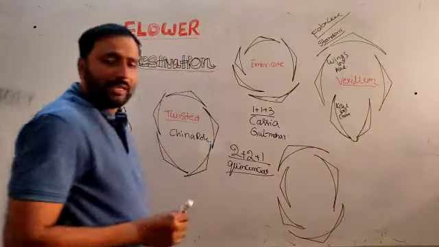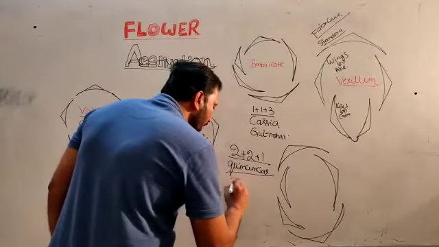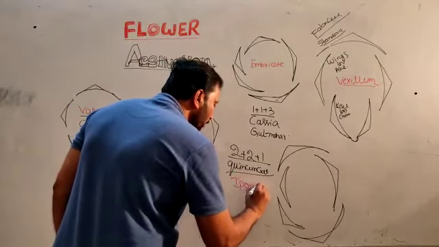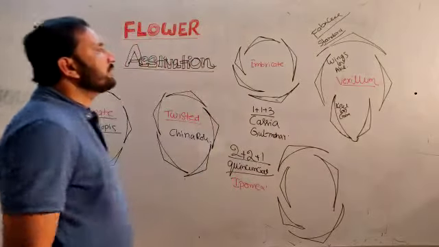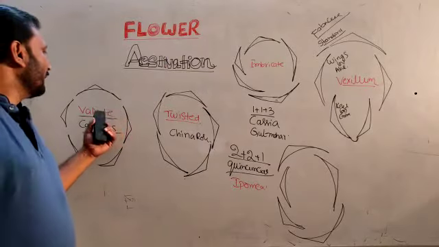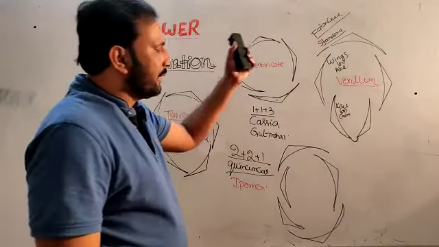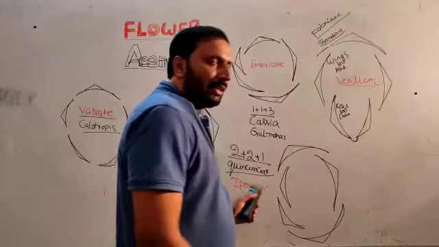We can observe this quincuncial aestivation in the calyx of Ipomoea. So these are the aestivations. Clearly we discussed valvate, twisted, imbricate, vexillary and quincuncial.